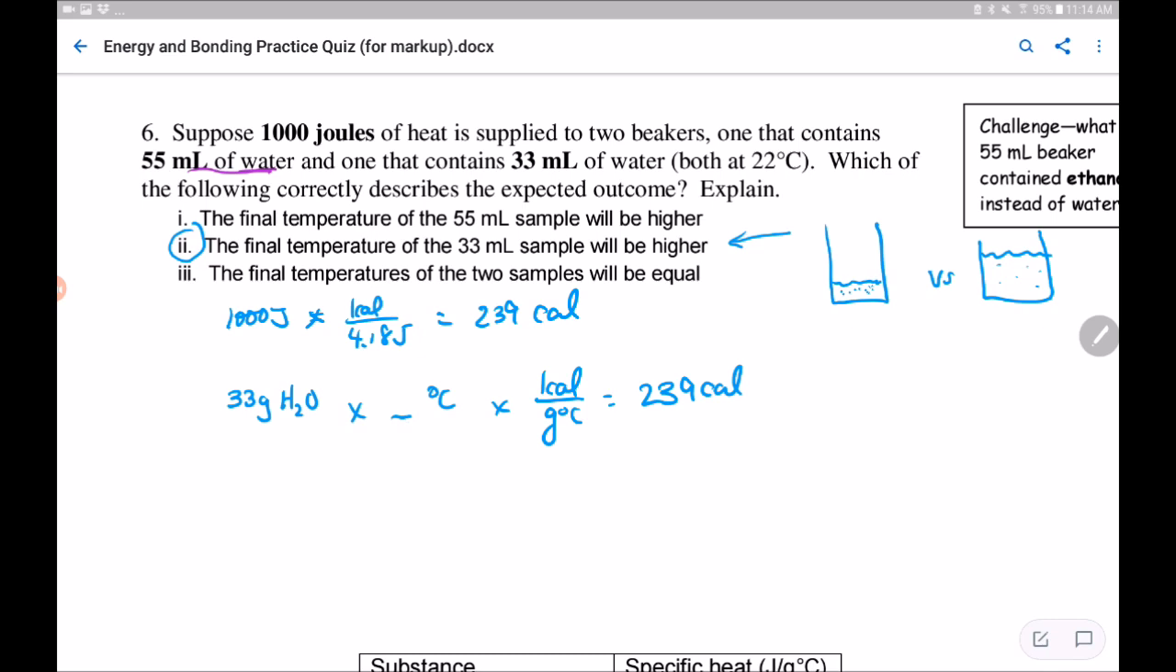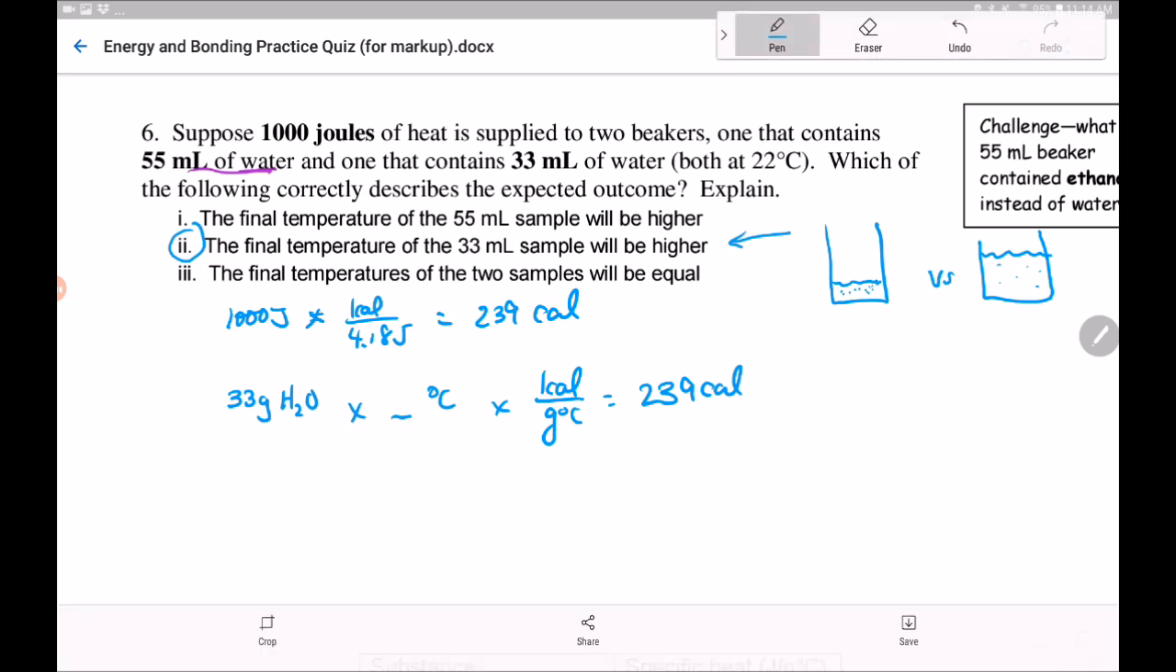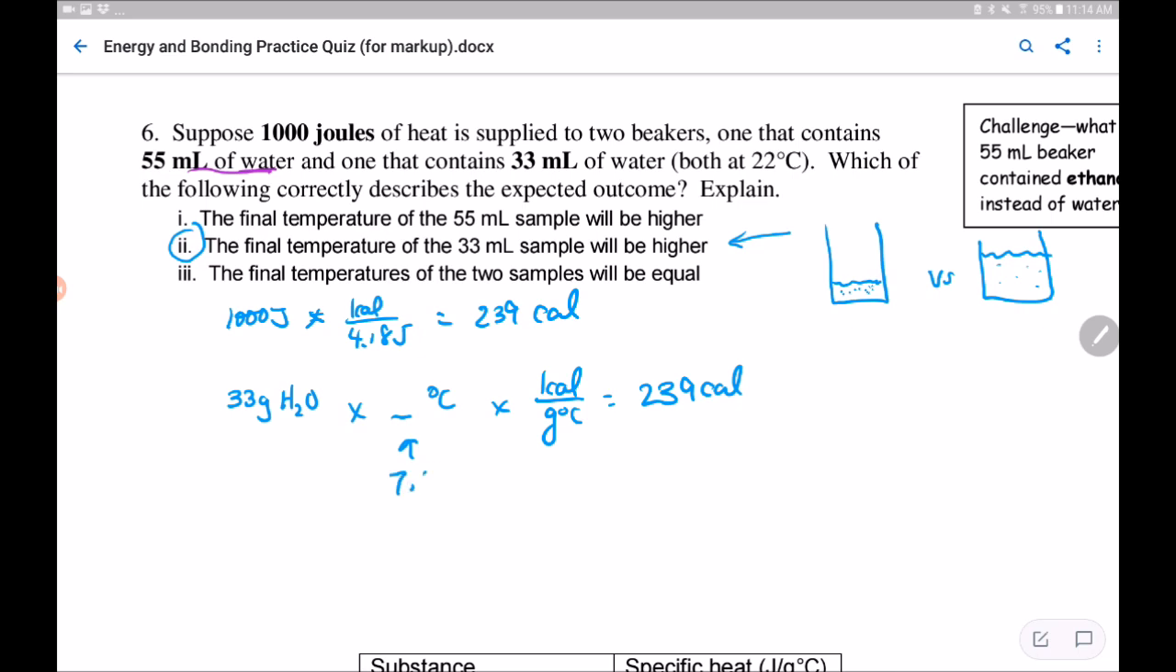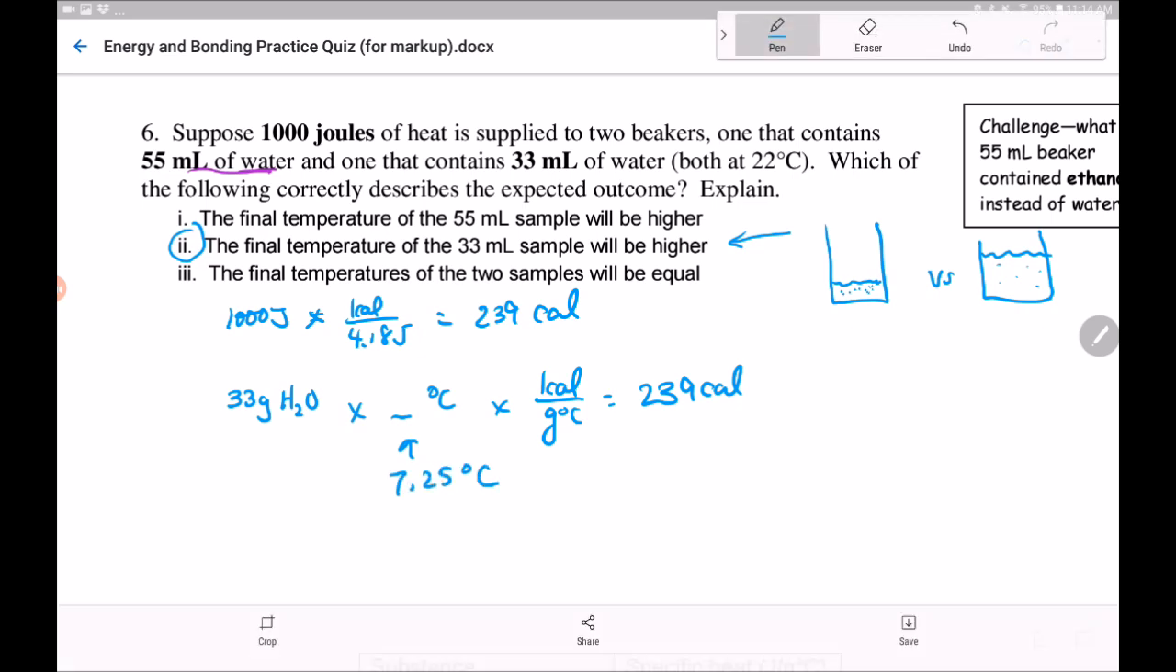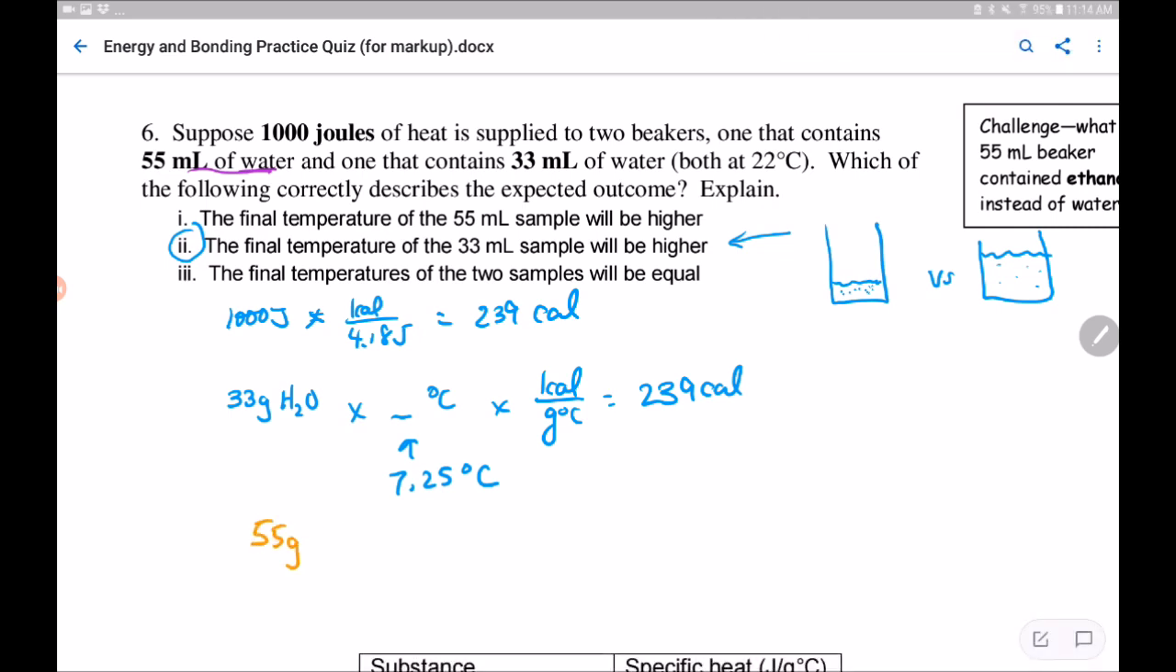So what's the change in temperature? It's simply 239 divided by 33, which is a 7.2 degree rise in temperature. I'll say 7.25. That's more precise. All right, so that's for the 33. And if we did the other one with the 55 grams, you'll see that it's going to be a smaller change in temperature. Same type of equation, same algorithm for solving.